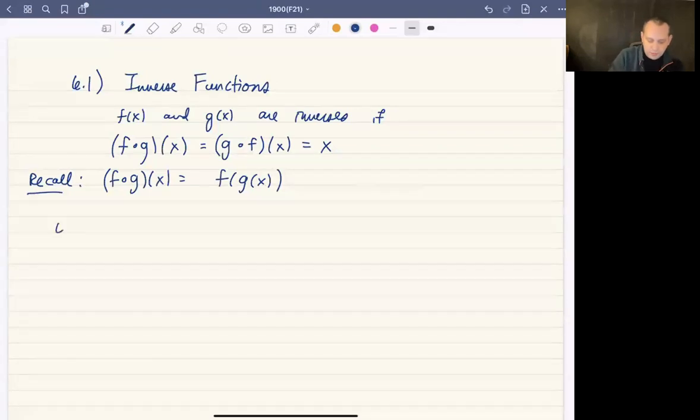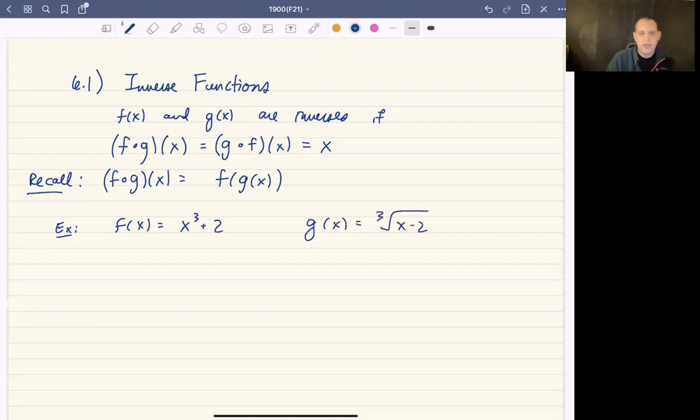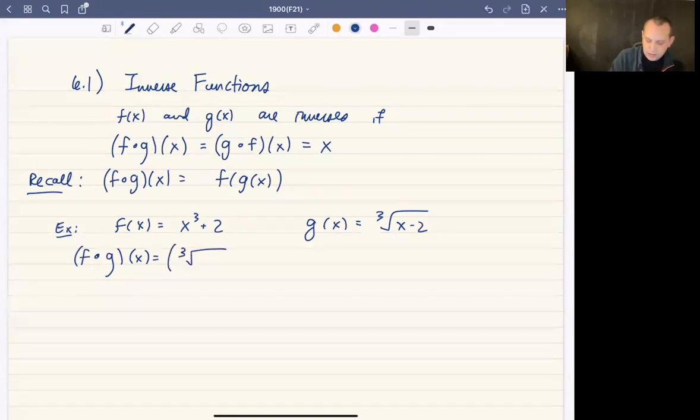So for example, if you were to take the function f, which is say x cubed plus 2, and the function g, which is say the cube root of x minus 2, it turns out that these functions are inverses. Because if you take f of g of x, remember, what that means is you take g, and that's what you plug in for x in f. So this is g cubed plus 2. And that works out: when you cube a cube root, you get the radicand, the thing under the radical, x minus 2, plus 2.